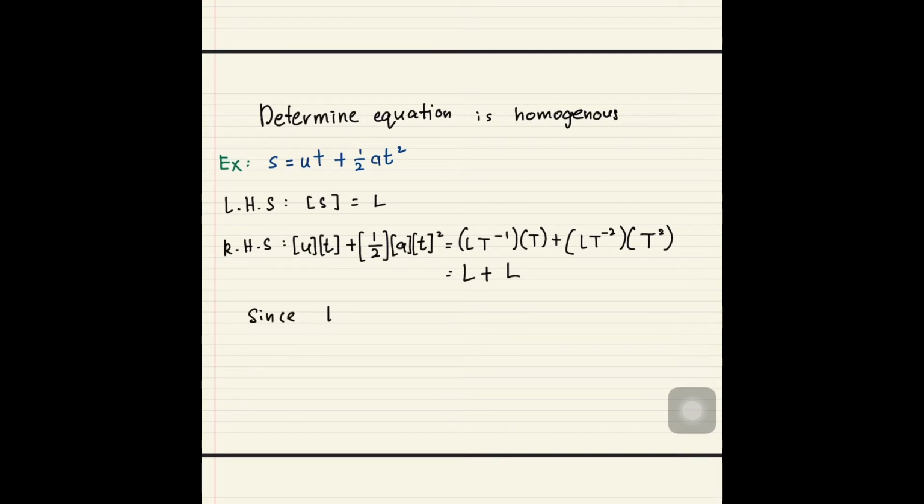Since the dimension of left hand side is equal to right hand side, therefore, the equation is homogeneous.